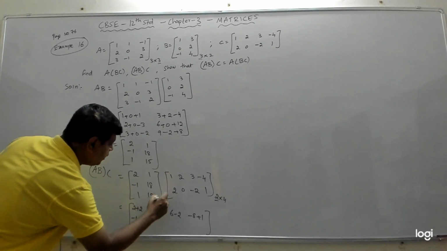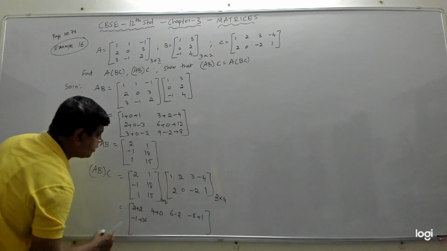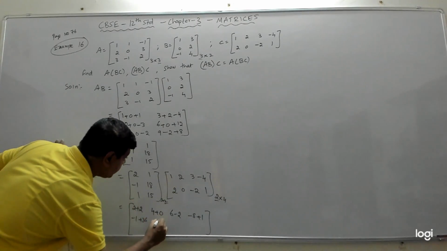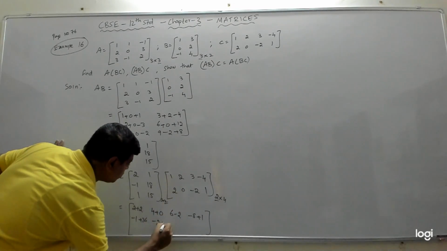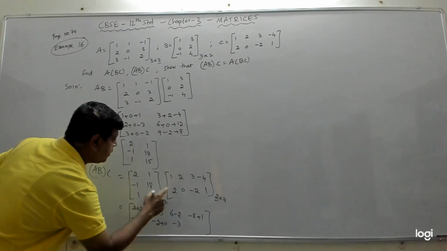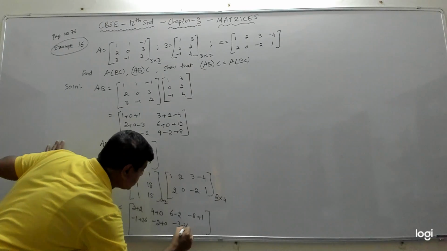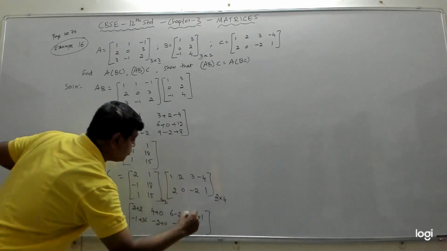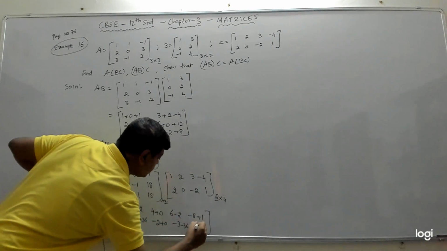Minus 1 into 1 is minus 1, 18 times 2 is 36. Then minus 1 into 2 is minus 2, 18 times 0 is 0. Then minus 1 times 3 is minus 3, 18 times minus 2 is minus 36. Then minus 1 times 4 is minus 4, 18 times 1 is plus 18.